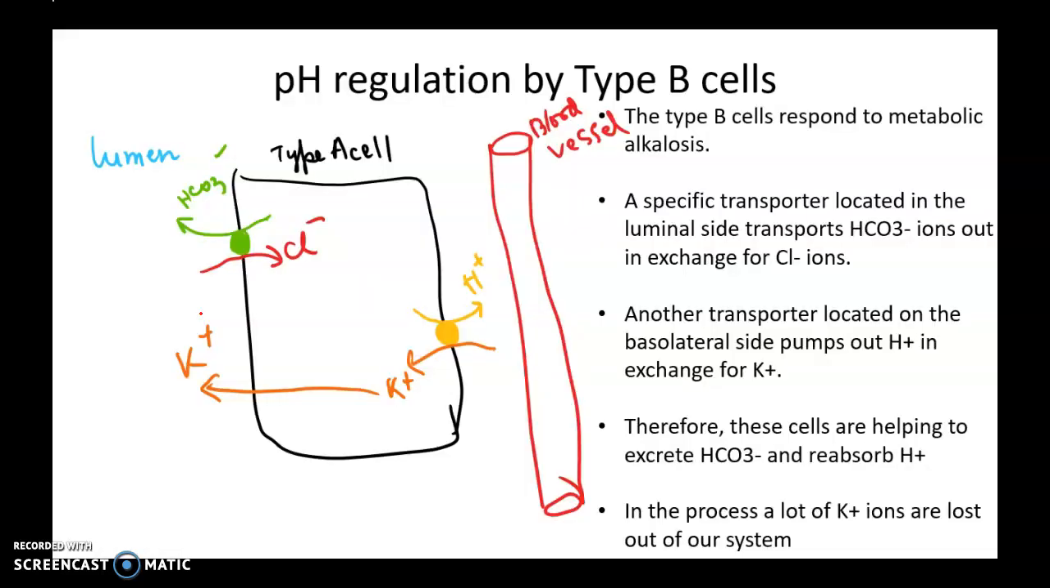So that's it about pH regulation, and that's all about my lecture on the renal system.